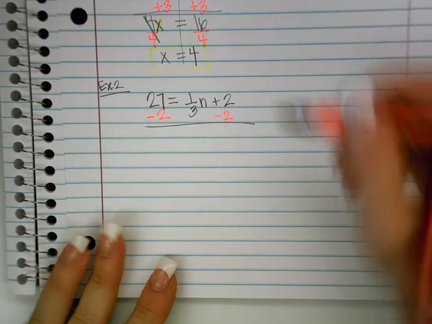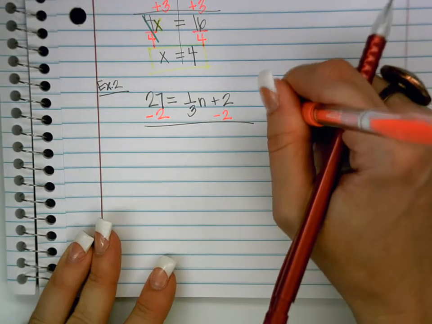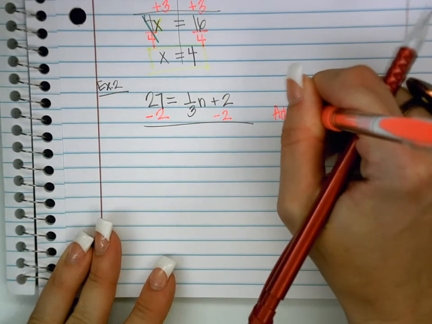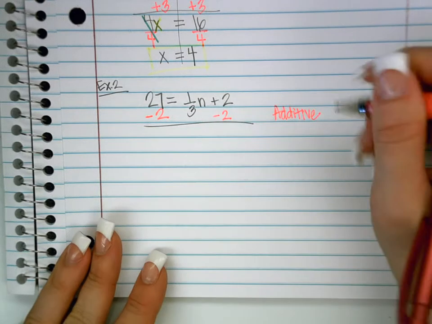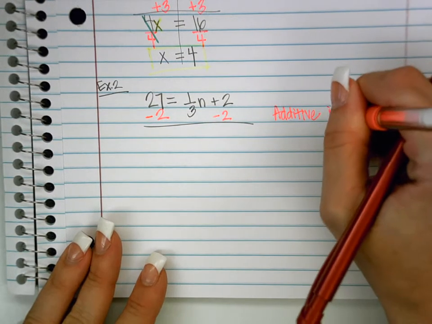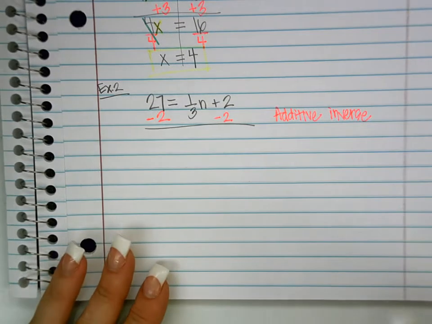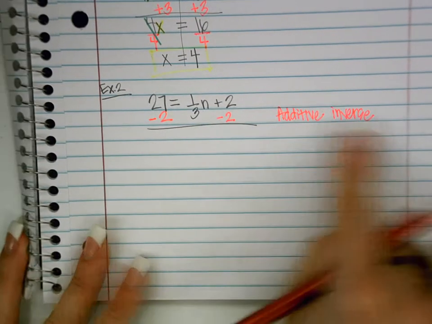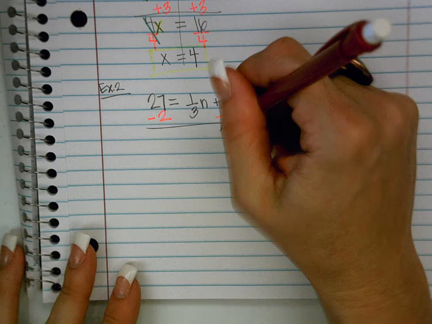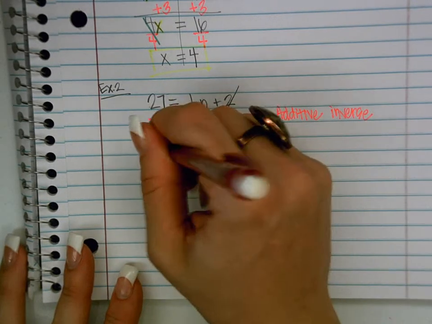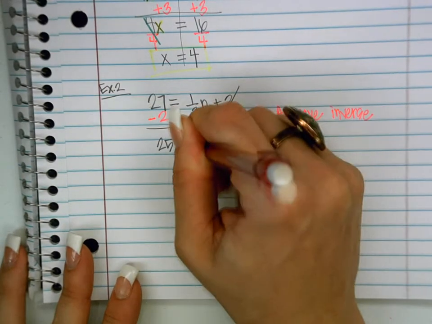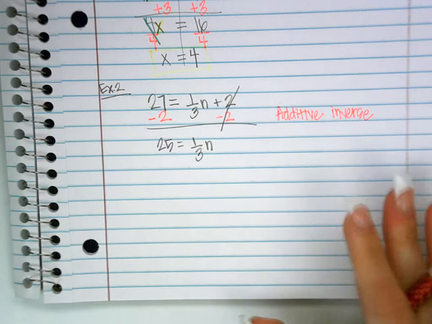Okay, does anyone know what the word inverse means? Say it again. Kind of like reverse. Yeah, additive inverse basically means do the opposite of the addition. Okay, so subtraction. So if we subtract 2 from both sides, these go away. 27 minus 2 gives you 25 equals 1/3 n.